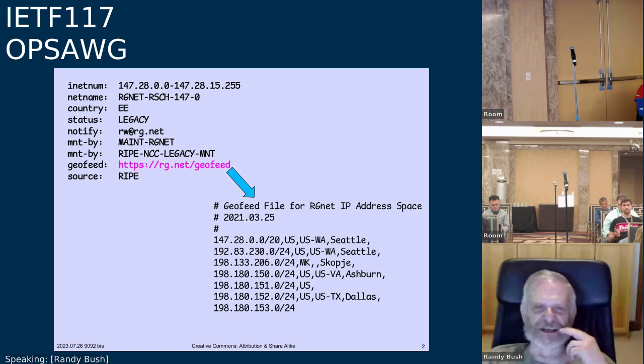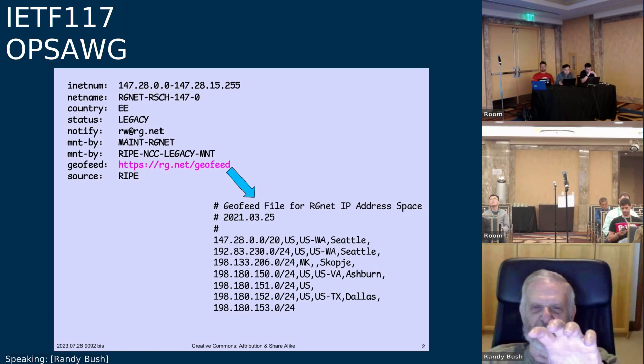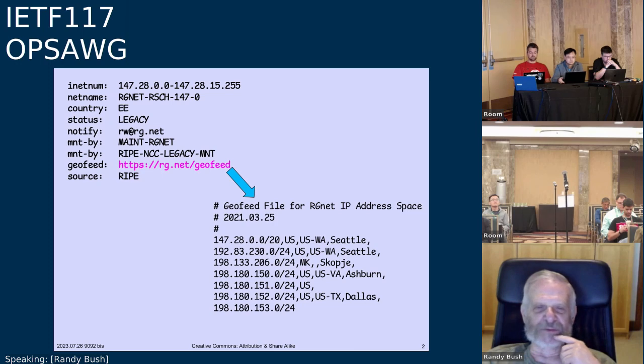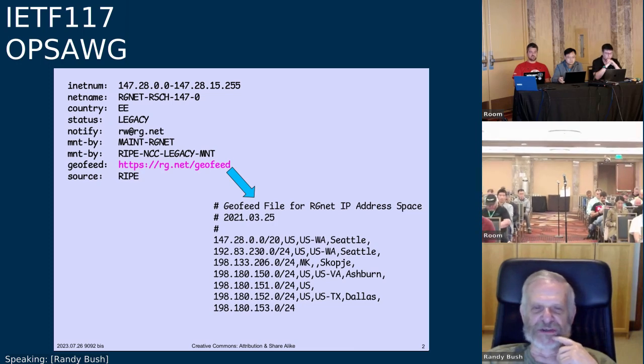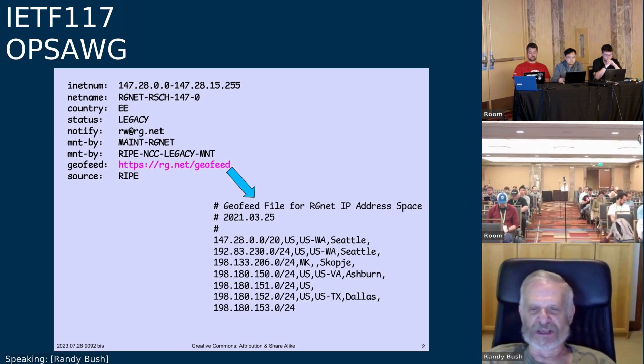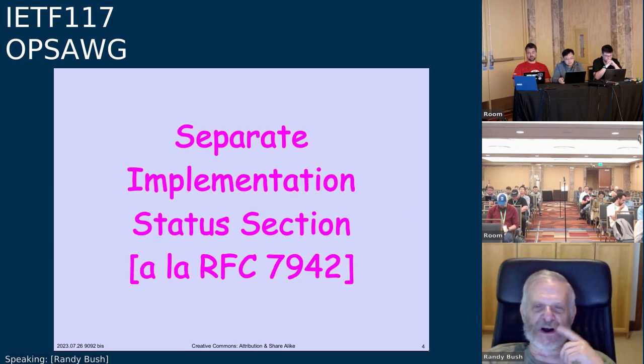Essentially, geofeed data: registries like the RIRs have objects called inetnum objects, which can contain pointers to geofeed URLs, which point to files, which can be very specific about where those IP addresses are. We suggest they not be too specific due to privacy issues, of course. The significant changes are a separate implementation status section.